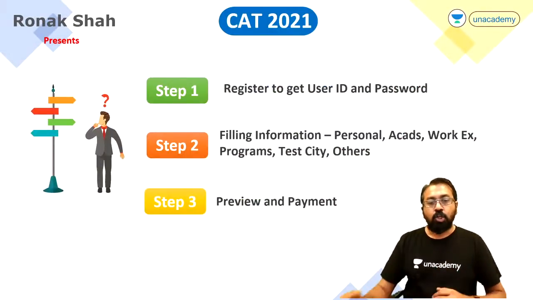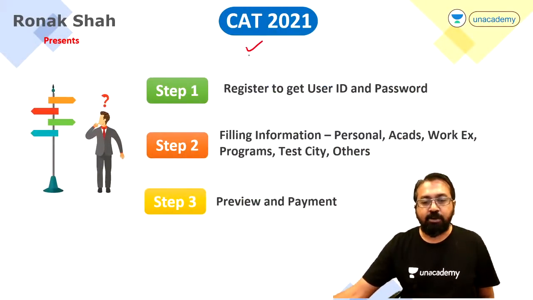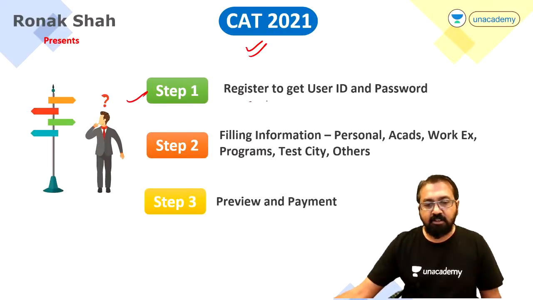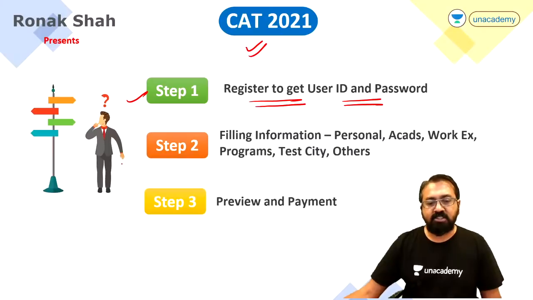Right, so here is the complete CAT 2021 registration process, or you can say form filling process. Step 1, register to get user ID and password. Step 2, fill the form, that is providing all the necessary details, uploading your documents and selecting programs and test cities and all. And step 3, preview and payment.